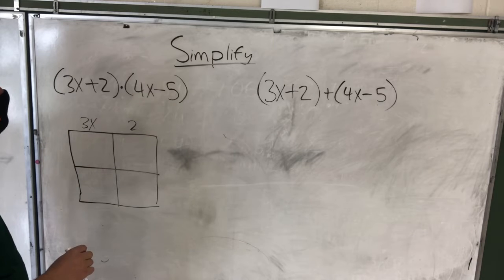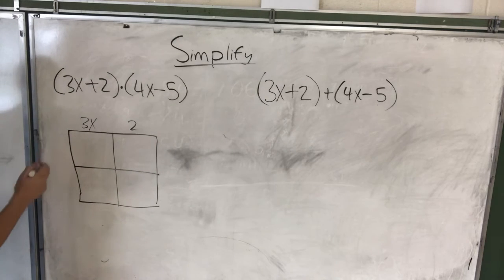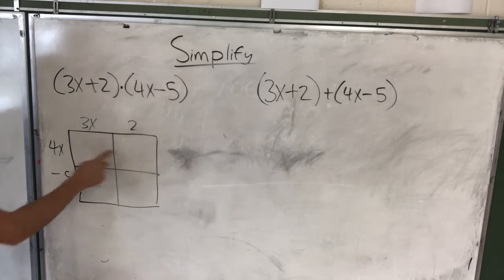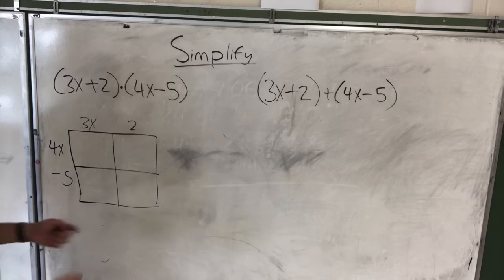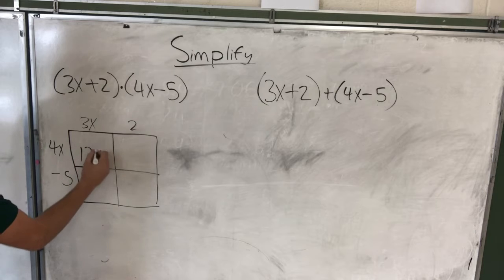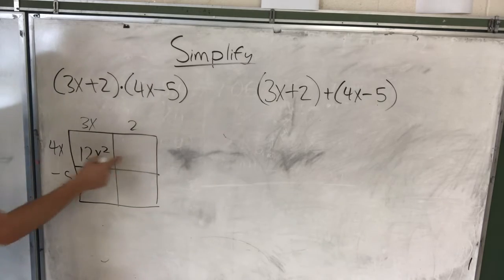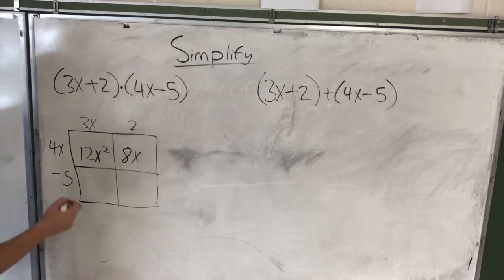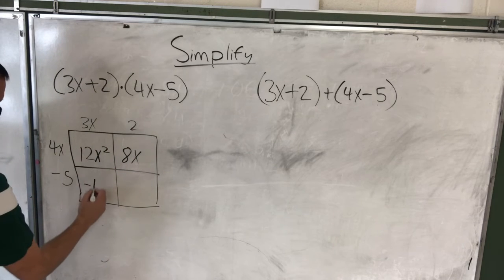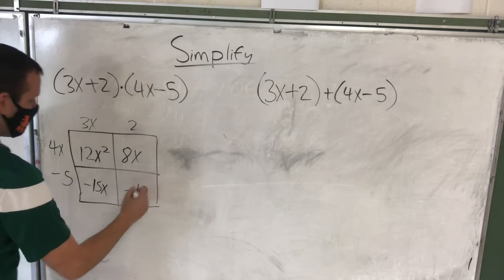Okay, so here, this is a binomial, so I get two rows. 4x and minus 5. Okay, each of these open boxes, what I'm going to do is I just multiply the row and the column. So 3x times 4x is 12x squared. Remember, when you're doing x times x, you get x squared. 4x times 2 is 8x. I don't make it squared because this one didn't have an x on it. Negative 5 and 3x, negative 15x. Negative 5 and 2 gives me negative 10.